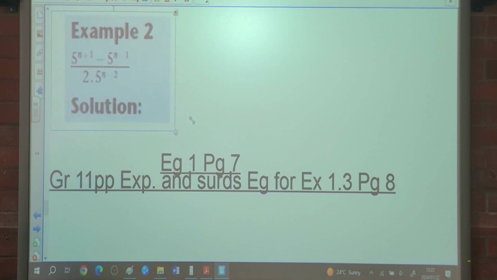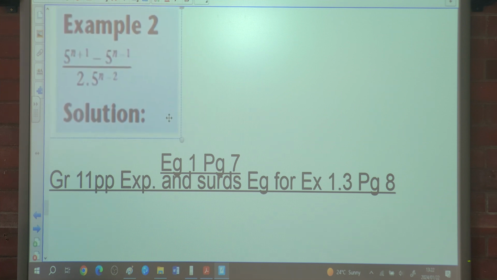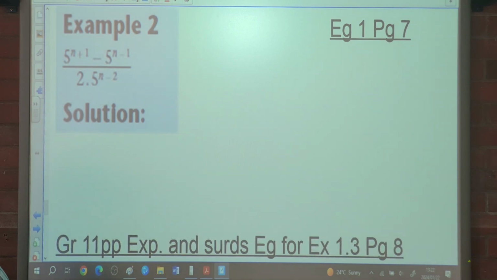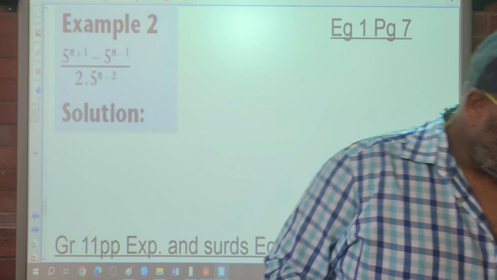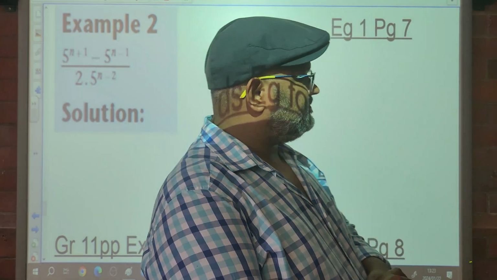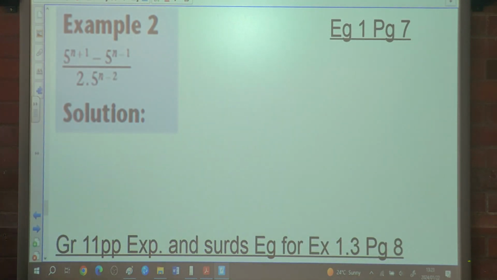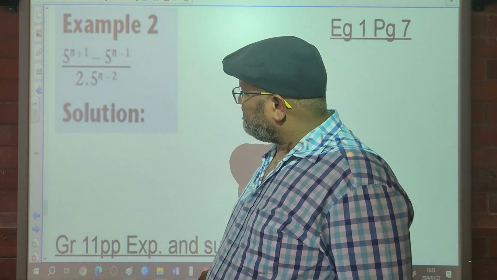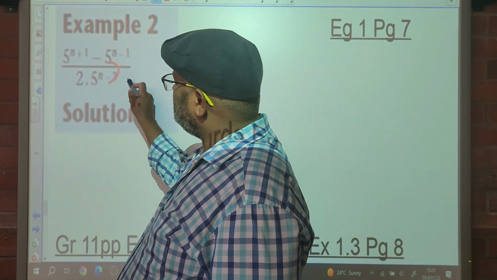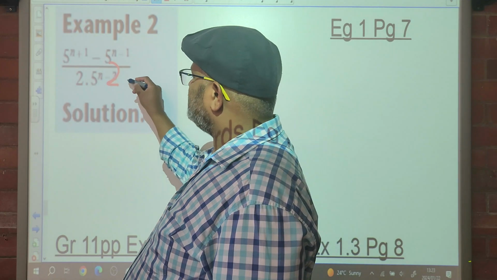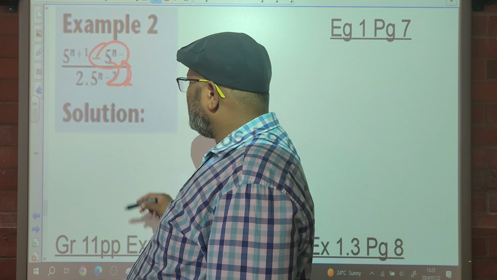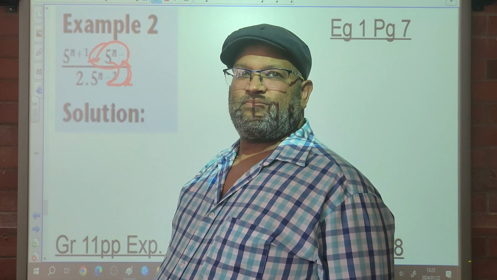Let's look at example 2. Example 2 is on page 7. This is examples for exercise 1.3 on page 8. Okay. So what do we do here? Again we're going to break up. Again we can't take that down to the numerator, not so. Or take 5 to the n minus 1 down to the denominator. Why? Because of that minus between them. You all see that?